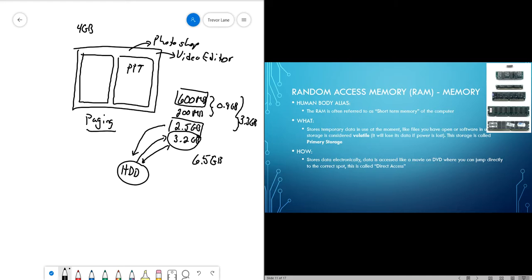Well, RAM works in a different way. RAM works more similar to the scene selection on a DVD. Oh, my favorite part's in this scene, so I'm just going to pop right to it. It's instantaneous. Or direct access. Now, direct access was called random access.